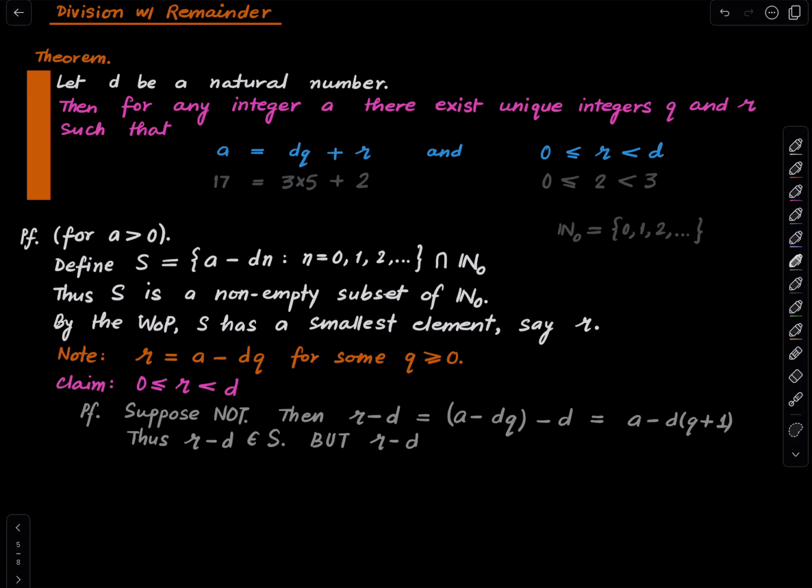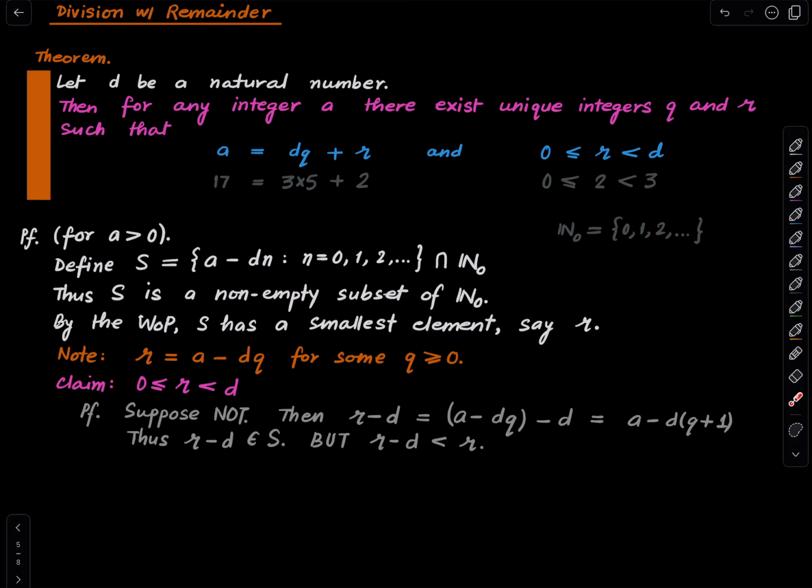R minus D is strictly smaller than R. But what was R? R was the smallest element of S. And here we have produced a yet smaller element in S, which is a contradiction. The choice of R was that it was the smallest element of the set S. But this reasoning has produced a yet smaller element in S under the assumption that the claim is false. Hence the claim must be true. So we have proven this claim.